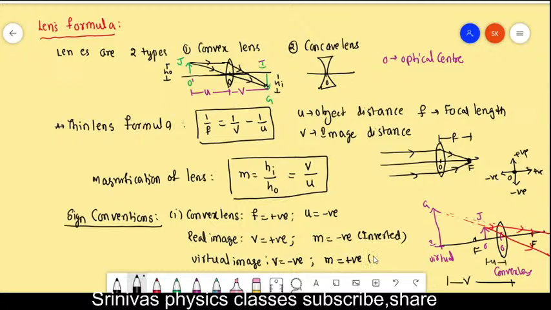Magnification is positive means it is the erected image. Erected means upright image. Upright image means upper parts appear as upper parts and lower parts appear as lower parts.